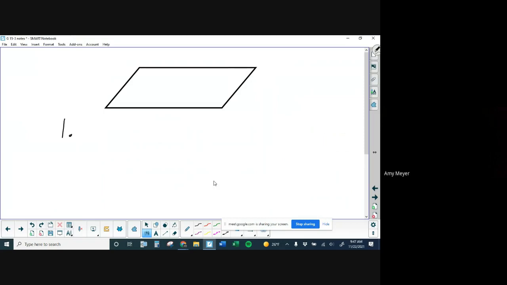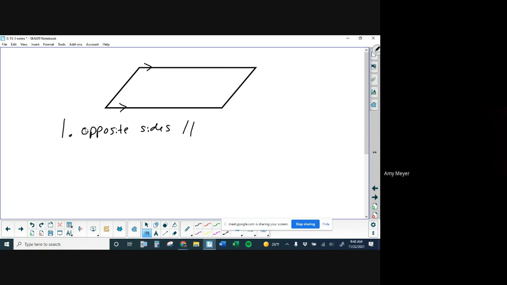All right, so parallelogram, first of your 5 properties, opposite sides are parallel. Opposite sides parallel. We know how to mark parallel. It's a little arrow, or if you prefer a triangle, that works too. I'm going to go with a little arrow.